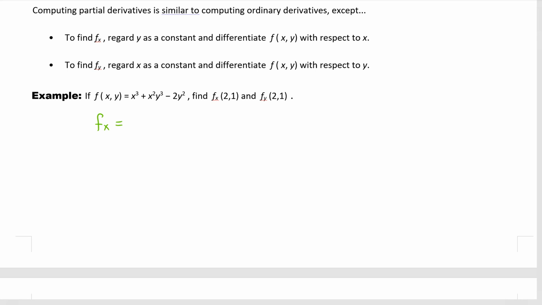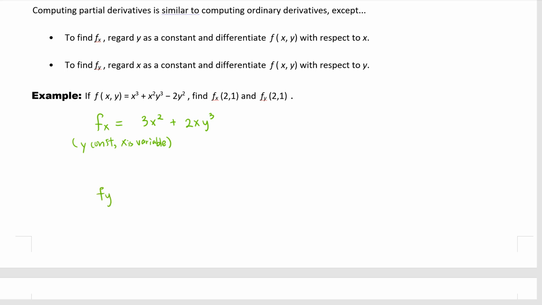Okay, so partial f, partial x. We imagine y is a constant and x is the variable. Okay, so y is constant, x is the variable. Then derivative of x cubed is 3x squared, derivative of x squared, but y cubed is just a constant, so it's just 2x times y cubed, and then 2y squared is a constant, so the derivative of a constant is 0.